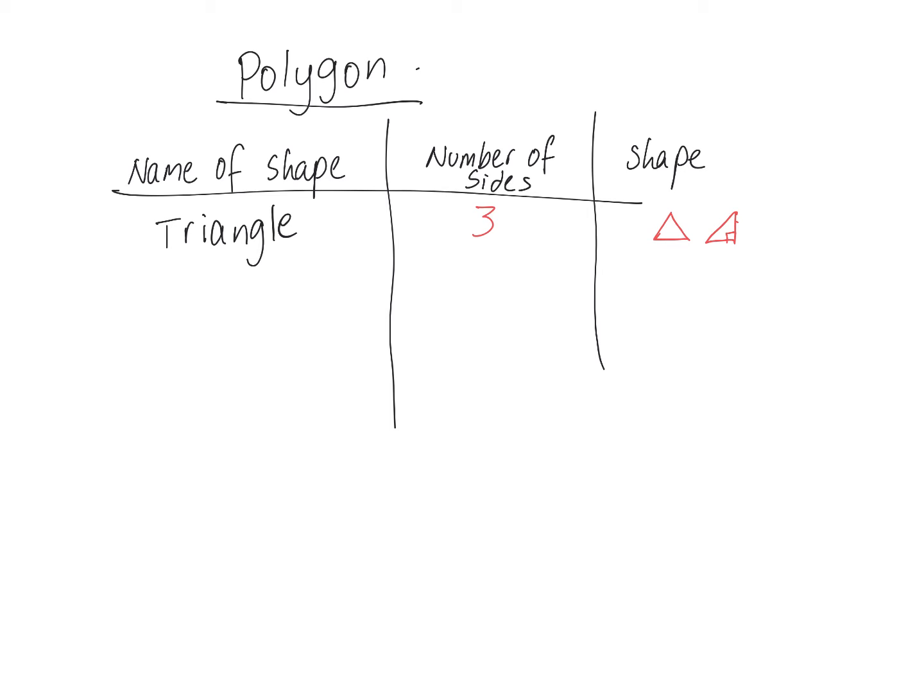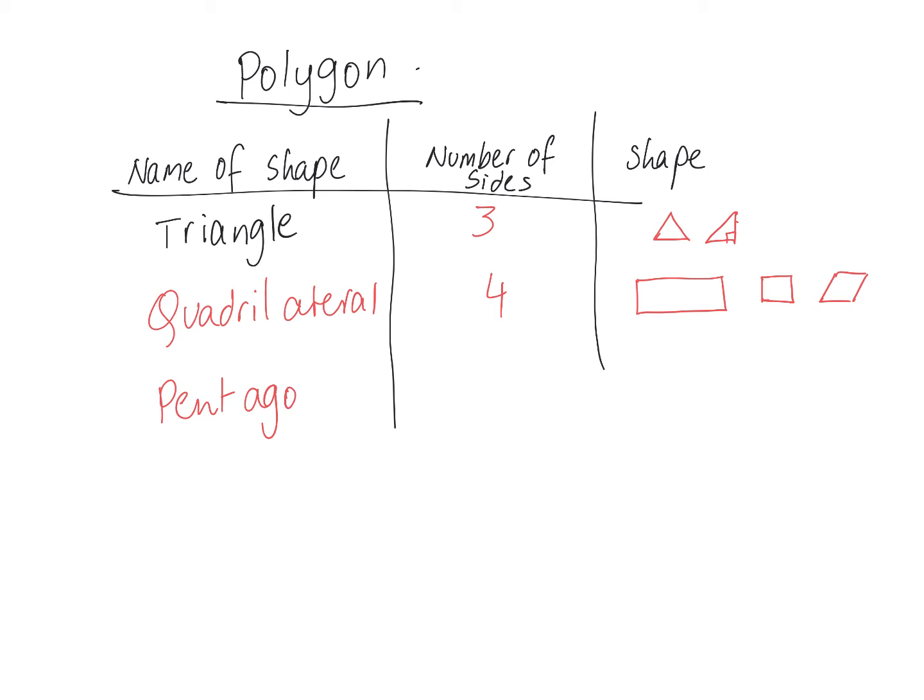The next one is quadrilateral. It has four sides. It can be a rectangle, a square, a parallelogram, a rhombus, etc. Then we have the pentagon. It has five sides. It looks more like this. Hexagon: six sides, like the honeycomb.